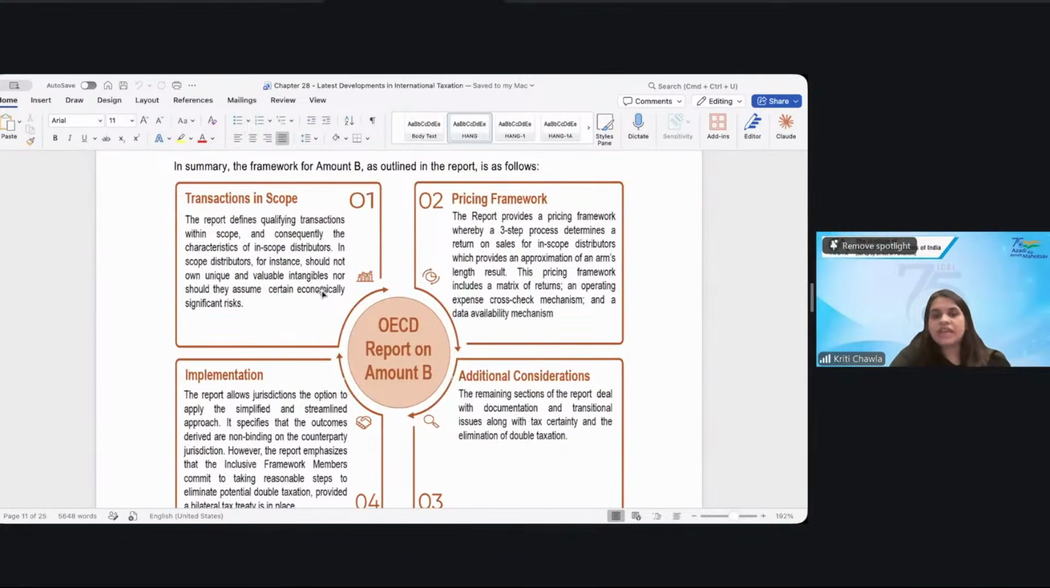The first thing was transactions in scope. You have to understand what these qualifying transactions within the scope are, and consequently the characteristics of in-scope distributors. They say that in-scope distributors should not own unique and valuable intangibles, nor should they assume certain economically significant risks. Second is a three-step process that determines return on sales for in-scope distributors, and this is going to approximate the arm's length result.